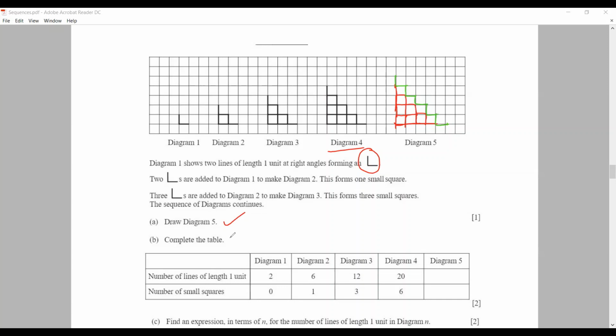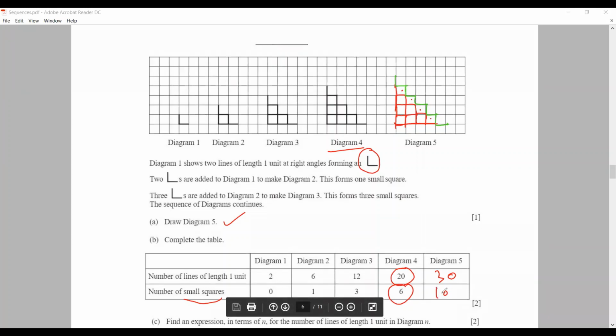Diagram 5 has how many lines? Well, 4 already has 20. Just count the green lines that I just added. That is 5 times 2, so 10 plus 20, now we have 30 lines. Number of small squares: in diagram 4, we already had 6. Now, after adding these lines, we have 1, 2, 3, 4 more squares, so this is 10.